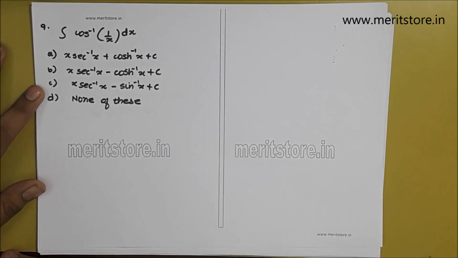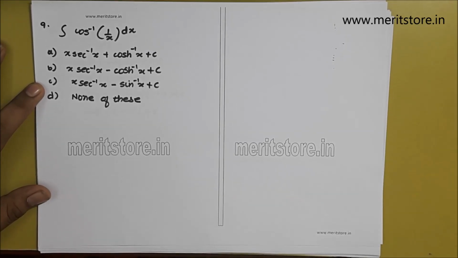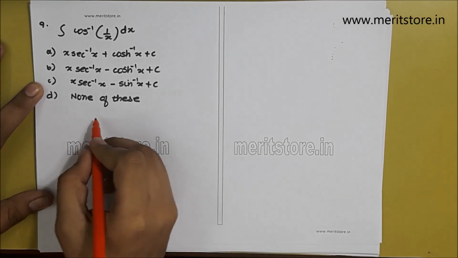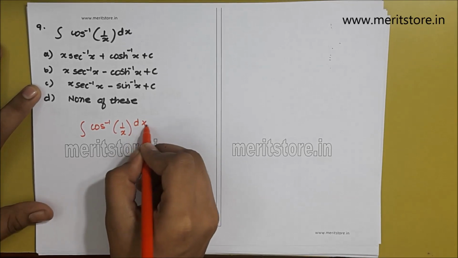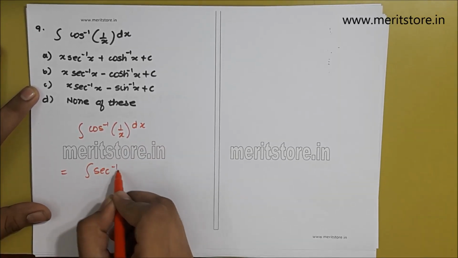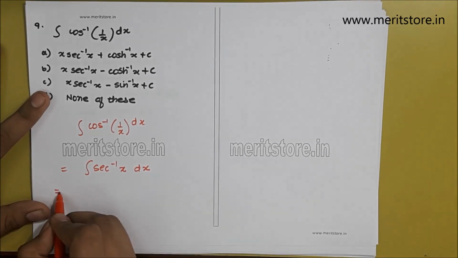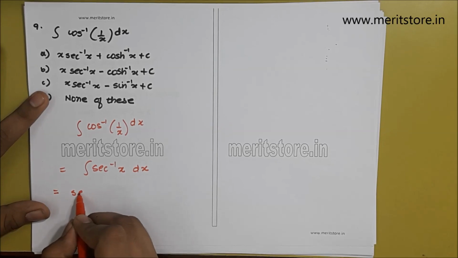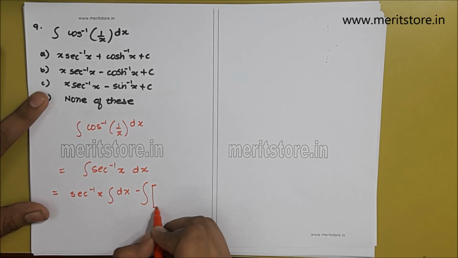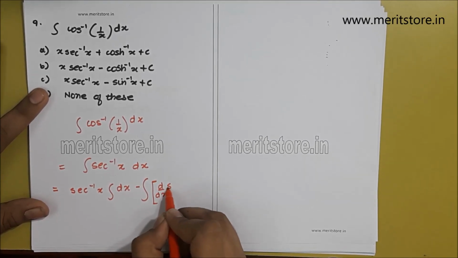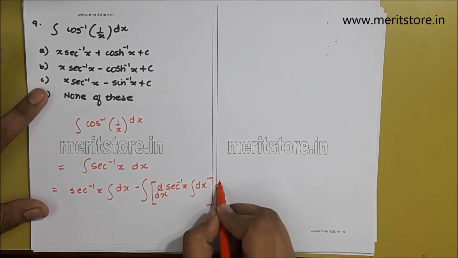Question number 9. Integration of cos inverse of 1 by x dx. Now this question can again be solved by integration by parts. Integration of cos inverse of 1 by x dx can also be written as integration of sec inverse of x into 1 dx. Now using the rule for integration, we can solve it by sec inverse of x into integration of 1 dx minus integration of the derivative, that is d by dx of sec inverse x, into integration of dx, bracket close, dx.